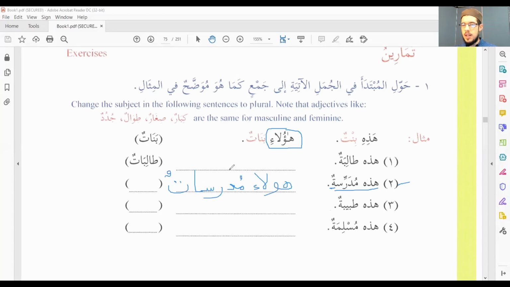Just think, Surah, what is it? At-Talaq. Ta'ibat, right? Muslimatin, mu'minatin, etc., etc.